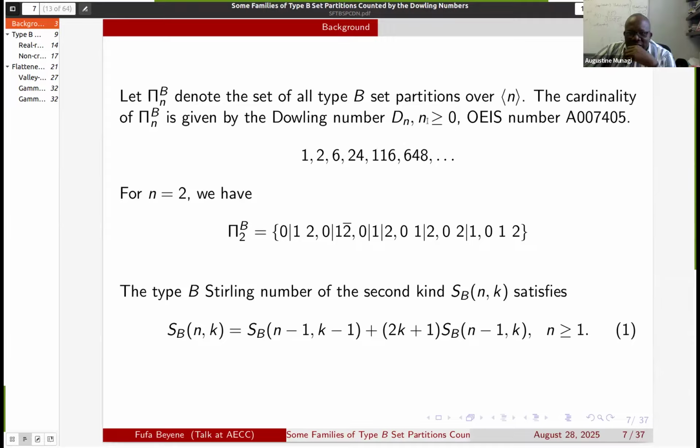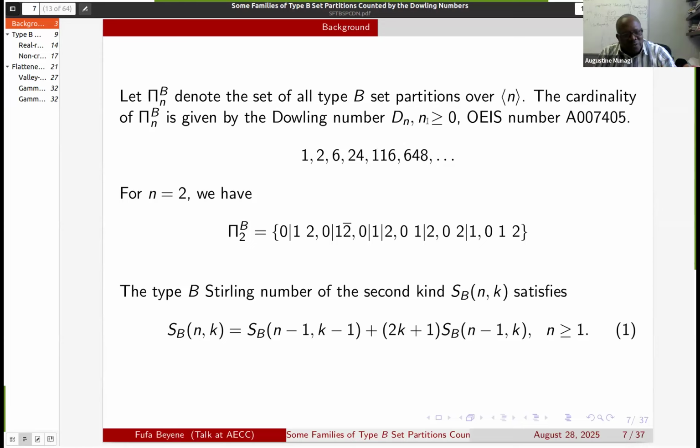What about the entire type B set partitions? I'm asking because of what is in the Sloane entry. It says this is the Dowling number sequence, the number of type B set partitions. Do they have the same sequence? That is, the entire type B set partitions and the merging free ones. Is it the same sequence but shifted?